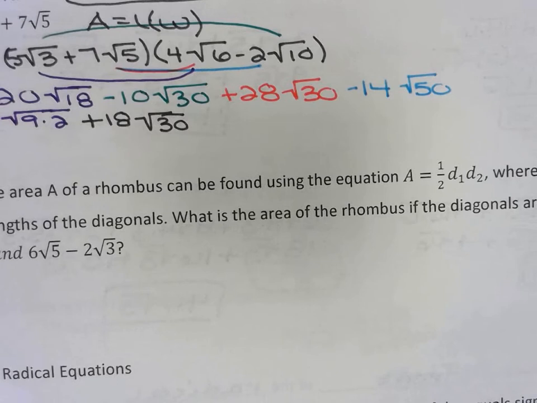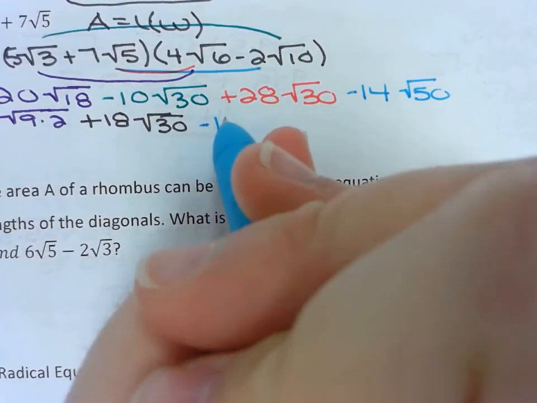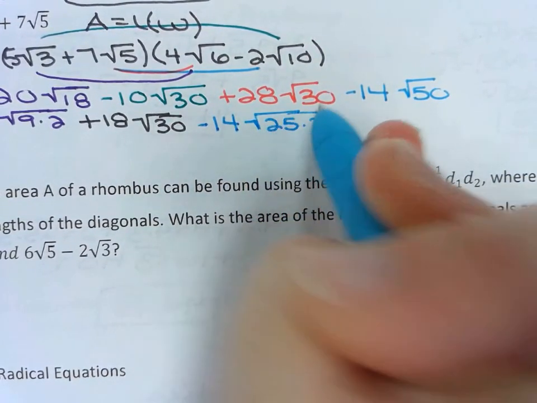And then my last one, let's simplify the blue one. Negative 14 square root of 50. The biggest perfect square that can go into 50 is 25. So that is 25 times 2.